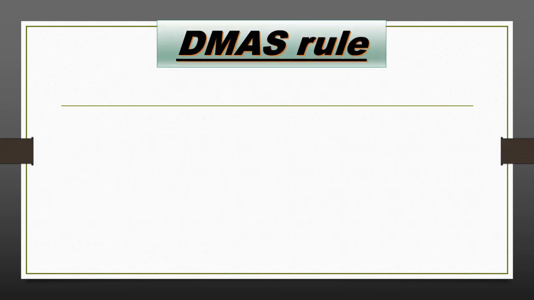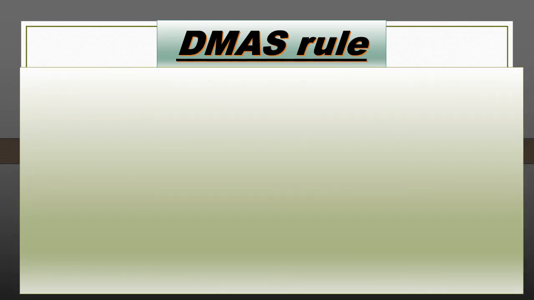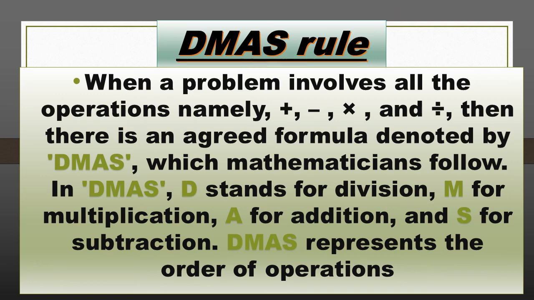First of all, I will tell you what is the DMAS rule. When a problem involves all the operations, namely addition, subtraction, multiplication and division, then there is an agreed formula denoted by DMAS which mathematicians follow. In DMAS, D stands for division, M stands for multiplication, A for addition and S for subtraction. DMAS represents the order of operations.